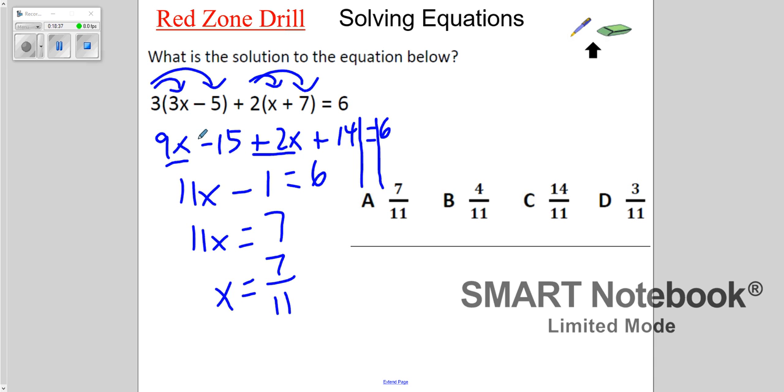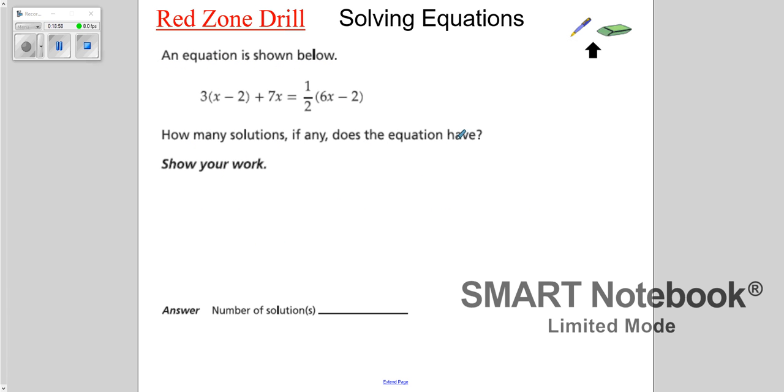Then the other mistake is this is a minus 15 and this is a plus 14. Minus 15 plus 14 is negative 1. That's where the minus 1 comes from. Then we do inverse operations. To add 1, we get 7, and then divide by 11 to get 7 over 11. Choice A.